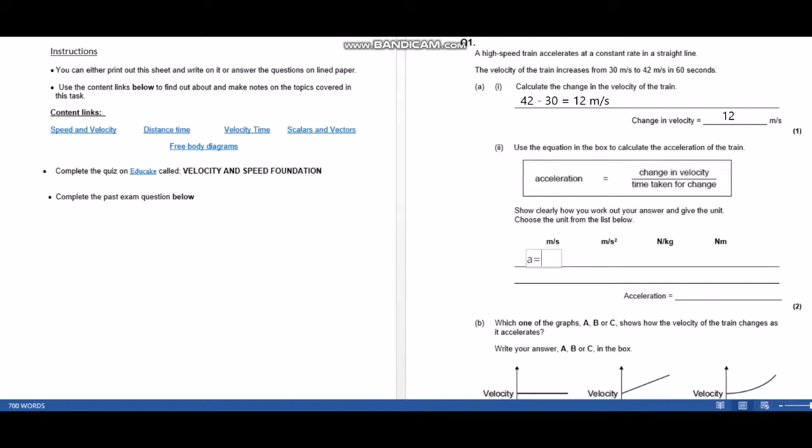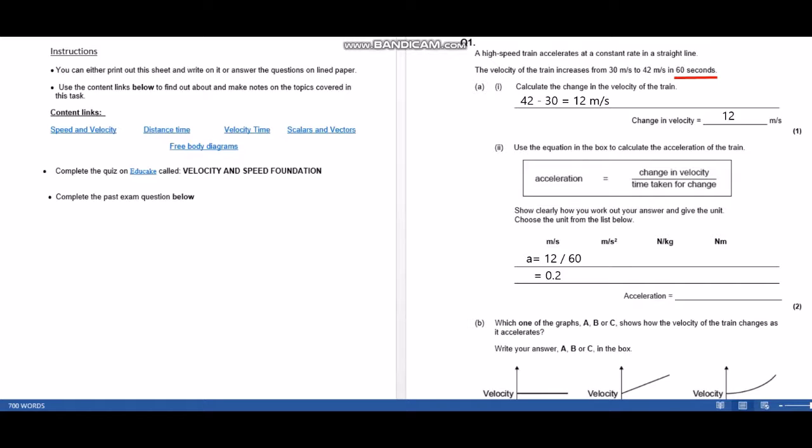divided by, now looking at the top of the question, we see that the time taken is 60 seconds. So that's why I've divided 12 by 60 here. That gives us an answer of 0.2, and then underneath the equation it says show clearly how you can work this out.